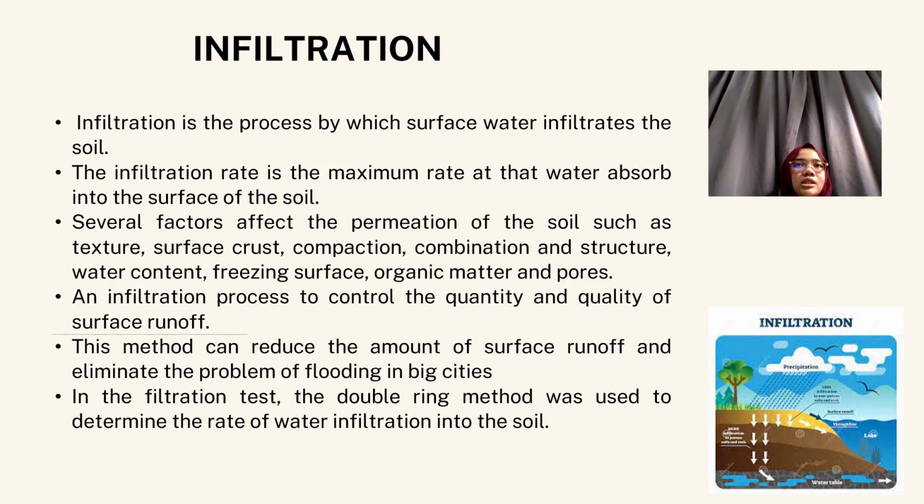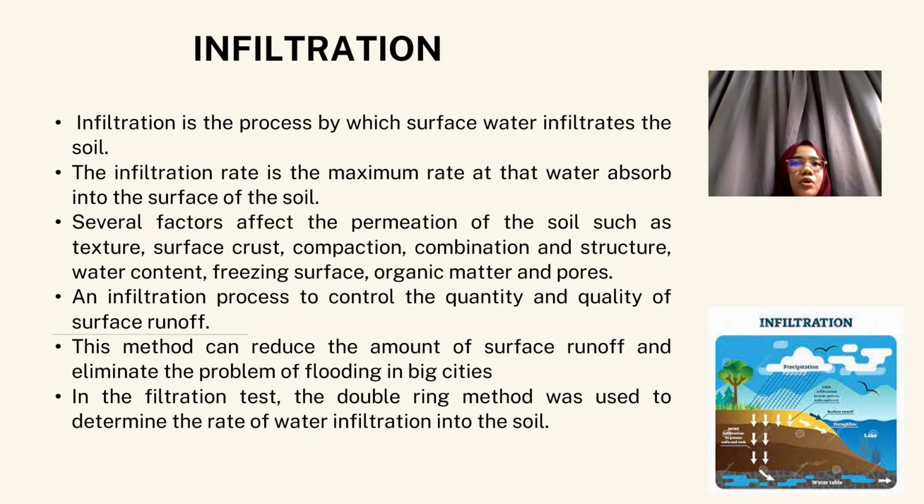Okay, next slide is infiltration. So infiltration is the process by which surface water infiltrates the soil. The infiltration rate is the maximum rate at which water is absorbed into the surface of the soil. Several factors affect the permeation of the soil, such as texture, surface crust, compaction, combinations, and structures, water content, freezing surface, organic matters, and pores.